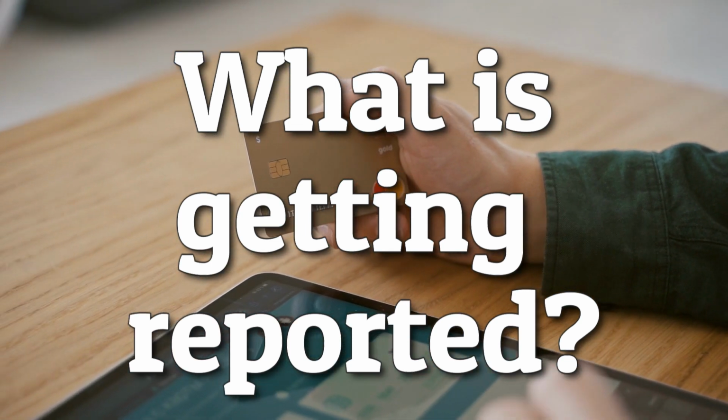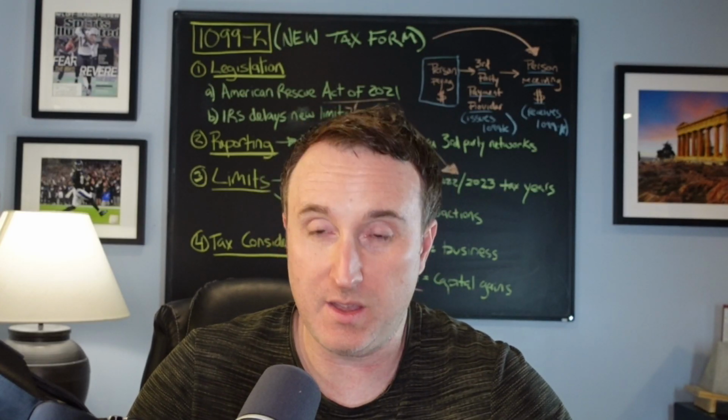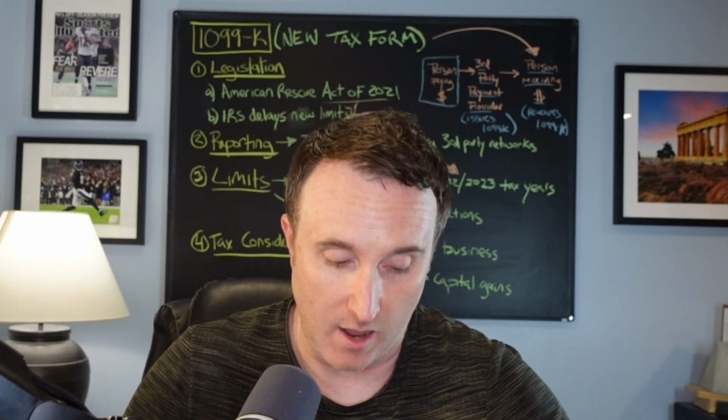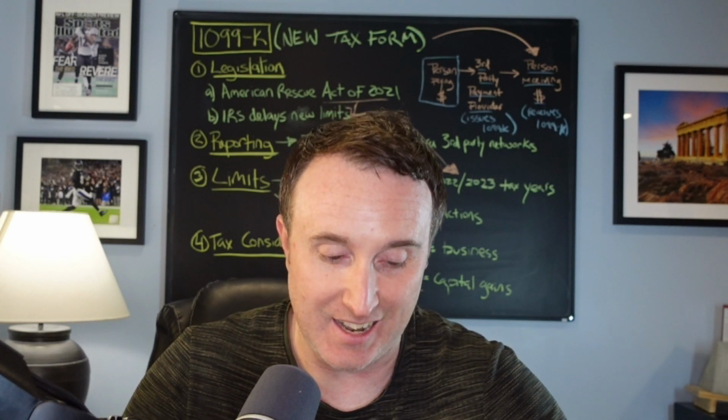What's getting reported are payments received during the tax year for credit and debit card transactions that are used through a third party or paid through a third party settlement organization. This is going to be like payment applications like Venmo, PayPal. This will even apply to something like eBay or car sharing, selling tickets online. These all could generate a 1099-K.